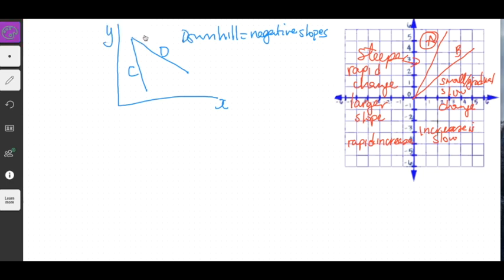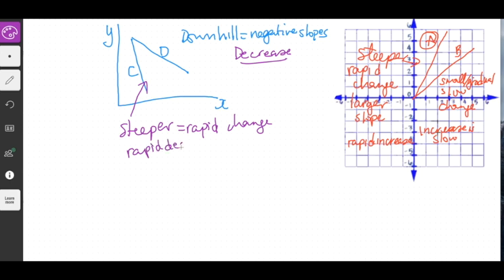The line that's steepest is your steeper line. Everybody should be saying it all together. We all should get this right. Our steeper line is line C. So what does the steeper line show? It shows rapid change. And in this case, because we're dealing with negative slopes, we are talking about decrease. So line C shows a rapid decrease, whereas line D shows a gradual or slow decrease, right?